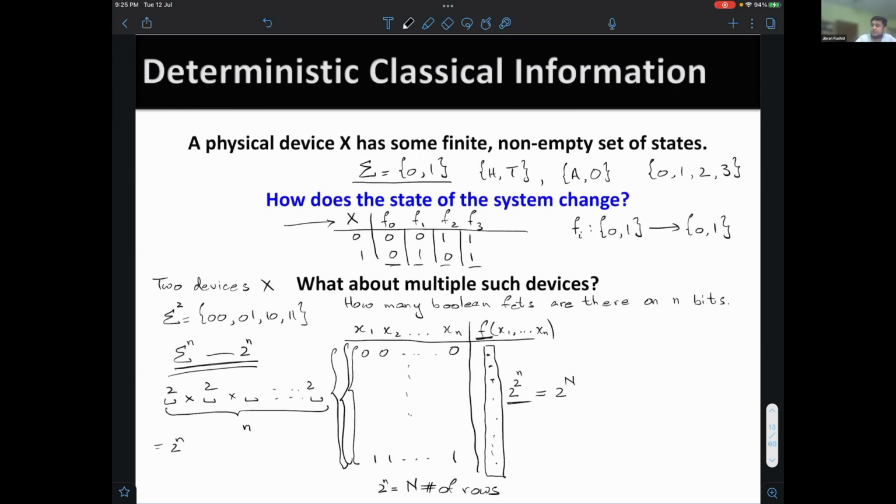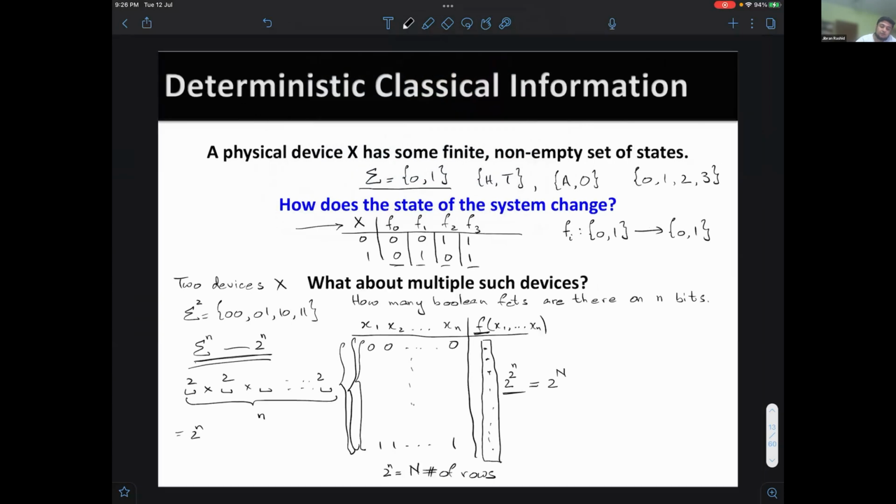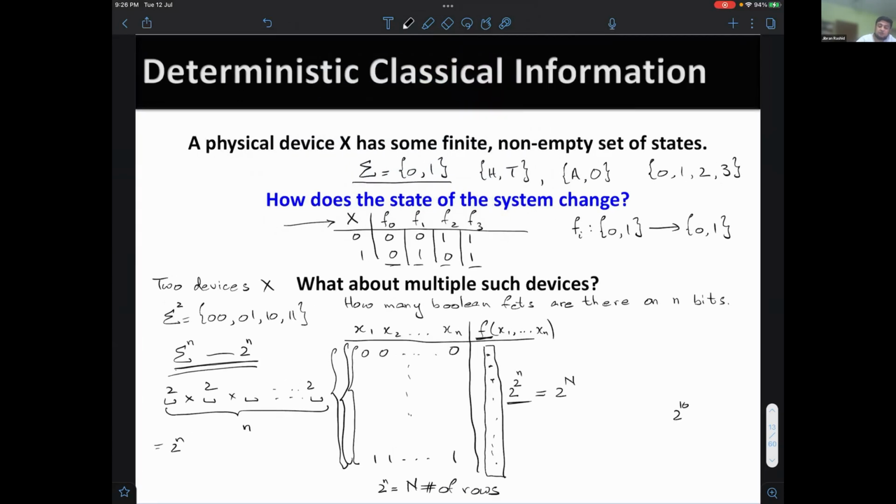Jerry's asking about solving the example for 10 bits. For 10 bits, you'll have 2 to the 10 possibilities for the input string. So you'll have x1 all the way up to x10. Then you fix a function, with rows going from 0, 0, 0 all the way to 1, 1, 1, 1, 1. The number of rows here will be 2 to the 10. Then I'll fix all the entries over here, and that will fix one function. Some f sub i will be fixed.